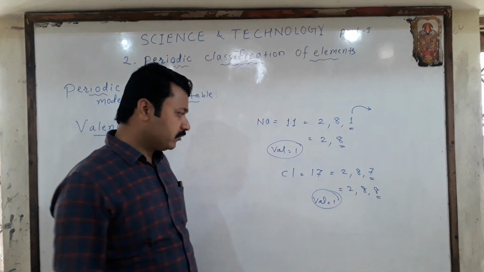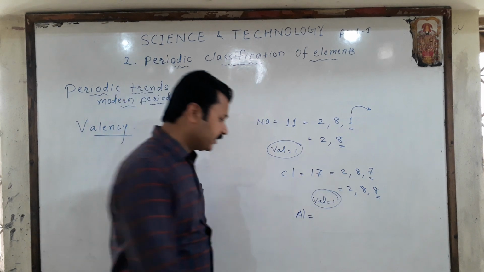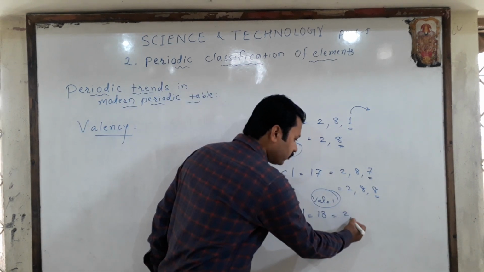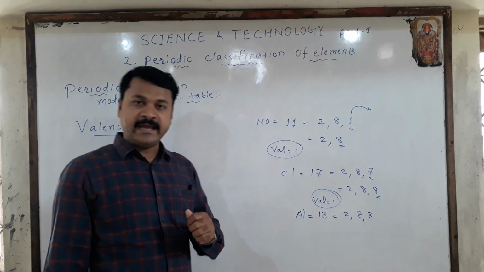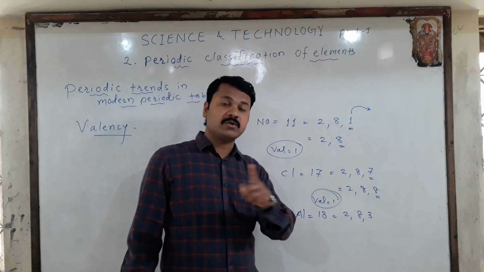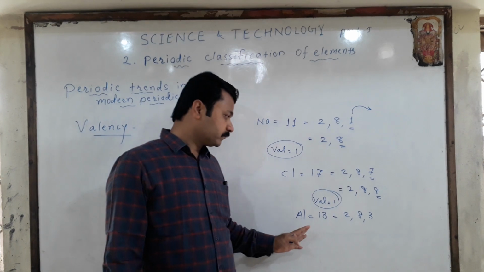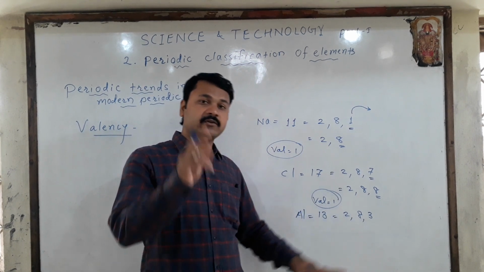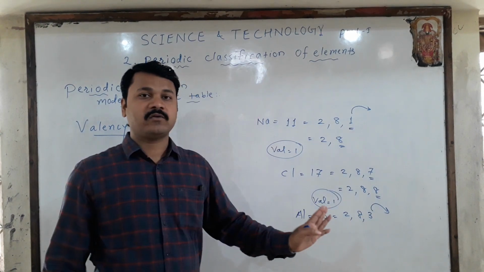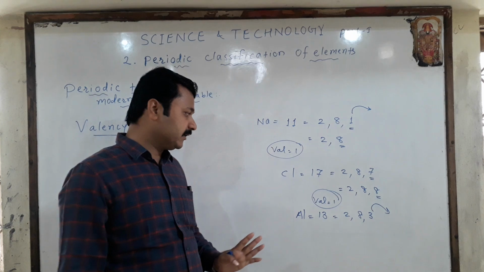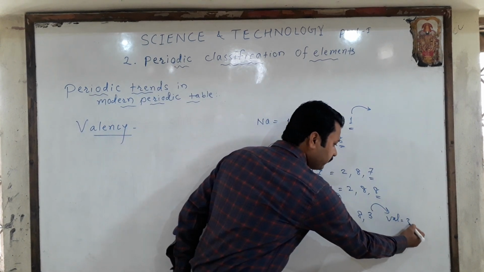Next example we see about aluminum. Aluminum has atomic number 13. Electronic configuration is 2, 8, 3. It has 3 electrons in its outermost shell. It has 3 valence electrons. So it donates 3 electrons to another atom to complete its octet. So its valency becomes 3.